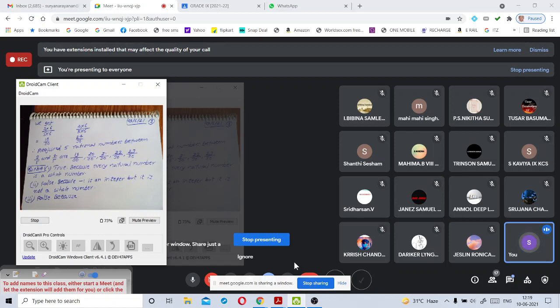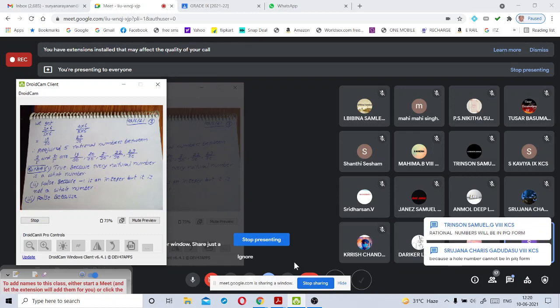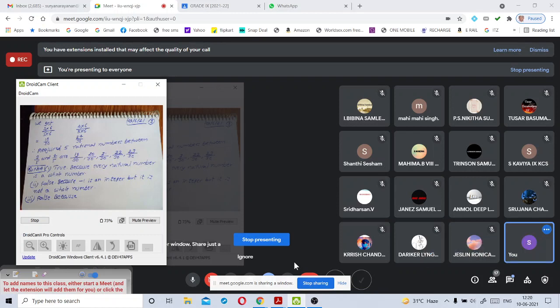It is not the correct answer. You have to take only rational numbers and whole numbers. Don't include natural numbers. What are rational numbers? 1 by 2, 2 by 3, yes or no? Yes, sir. These are 1 by 2, 2 by 3. But these are not whole numbers.